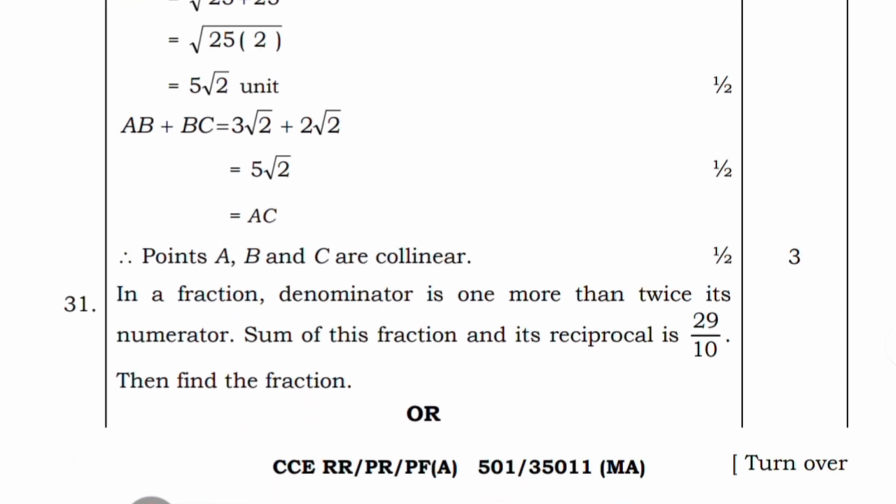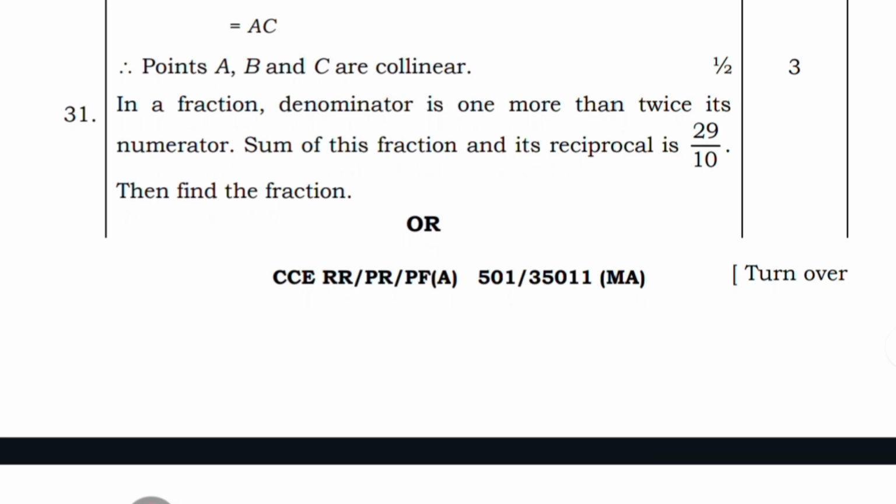Coming to the 31st question: in a fraction, the denominator is 1 more than twice its numerator. The sum of the fraction and its reciprocal is 29/10. Then find the fraction.